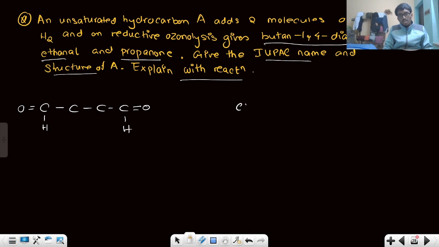Next is ethanol. Ethanol you all know, CH3CHO. Done. And another one is propanol. Propanol is CH3COCH3. Done. So what do I need to write? I need to combine it in such a way that all the oxygen is gone and dusted. So how will I combine it? Tell me. I can write it like this.